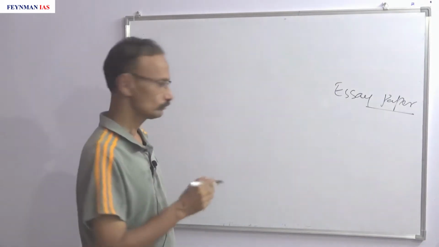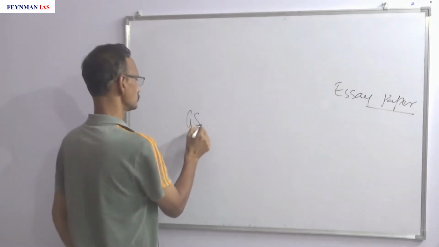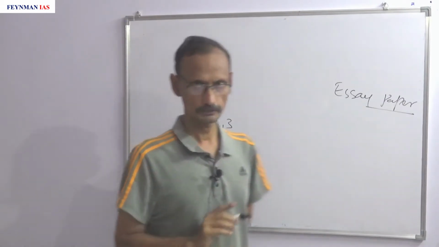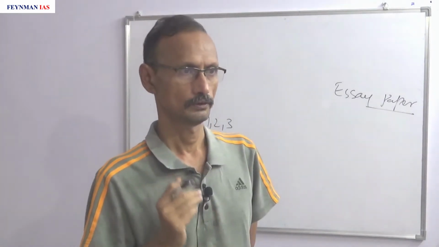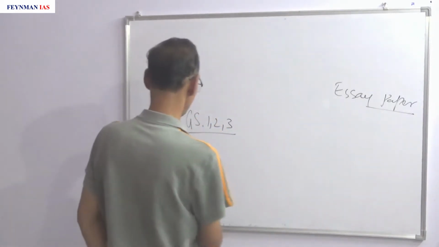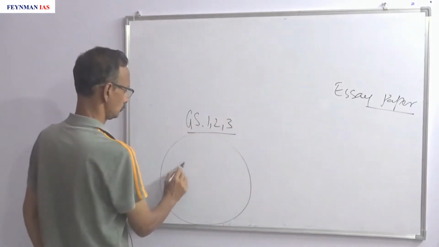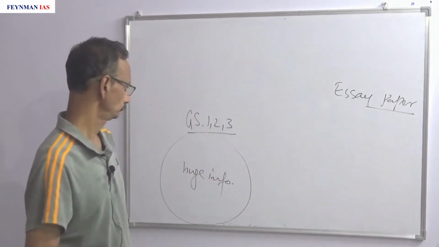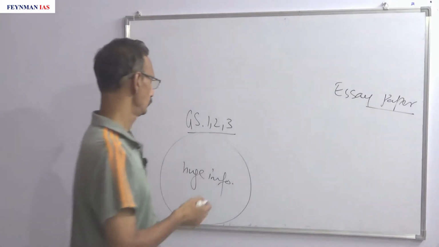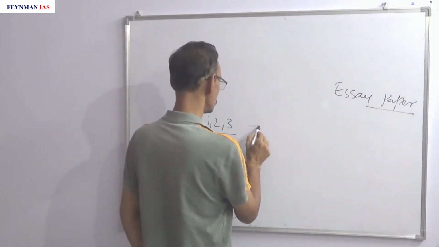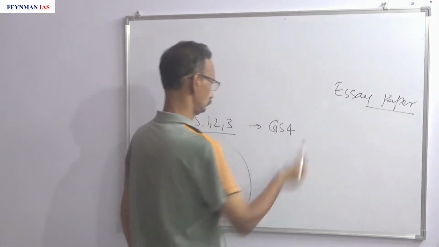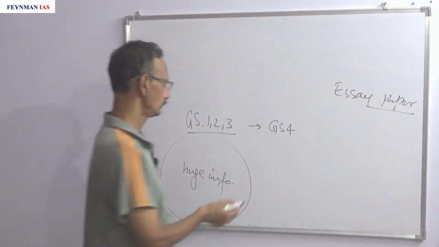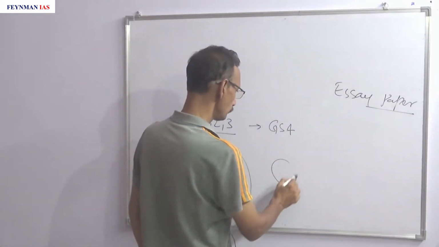This is how I would classify GS 1, 2, 3. GS 1, 2, 3 is one type of testing. Huge information. Next comes GS 4, also called ethics. Here, some information.